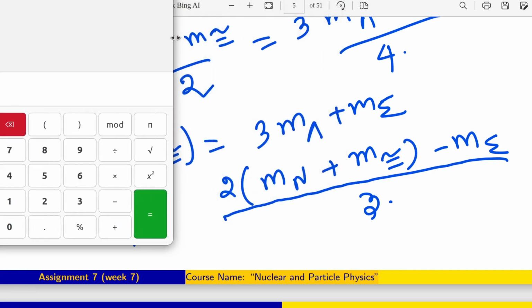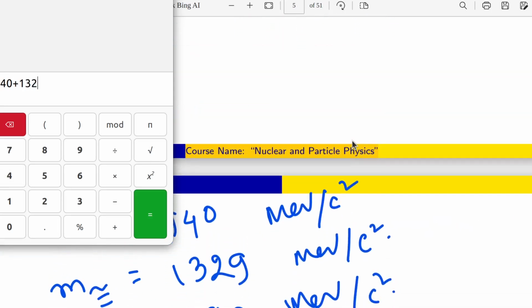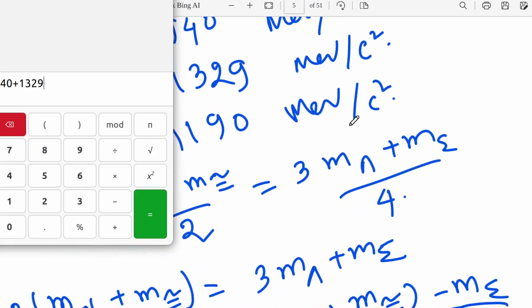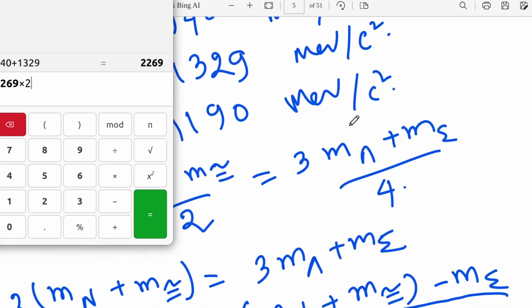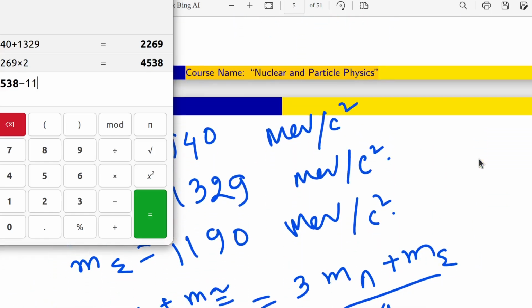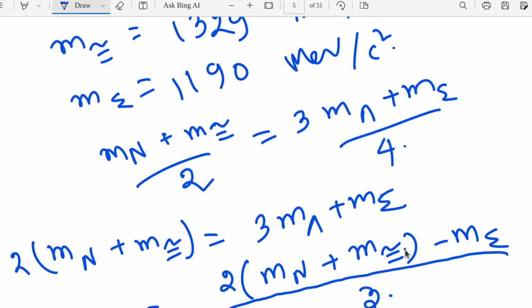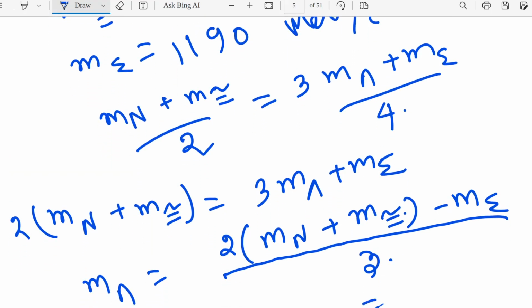Yeah, so m_N is 940 plus m_Xi is what? 1329. Fine. This one into 2 minus m_Sigma. m_Sigma is 1190 divided by 3. So 1116. Right. So I am just writing here 1116 MeV/c². This will be the answer.